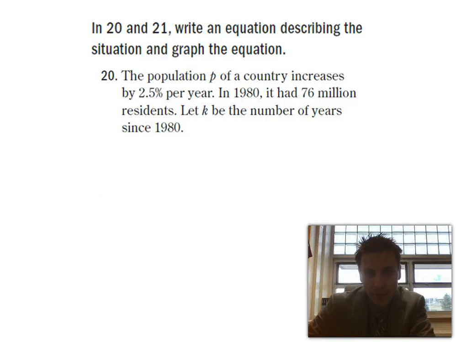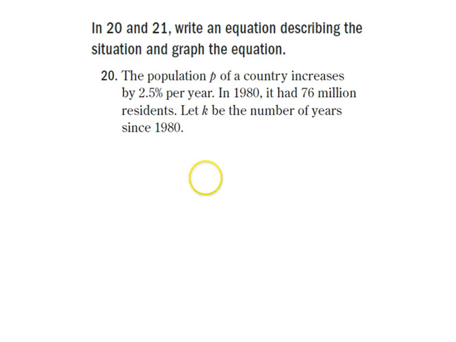All right, Mr. Buckle back with problems number 20 and 21 from your Algebra Chapter 7 self-test. So in 20 and 21, we're going to write an equation describing the situation, and we're going to graph the equations as well.